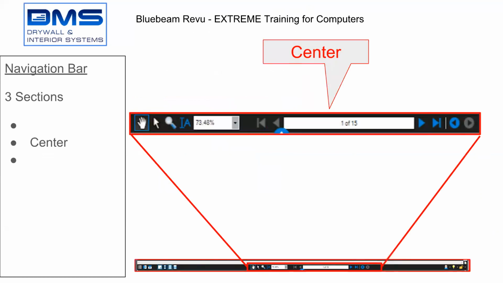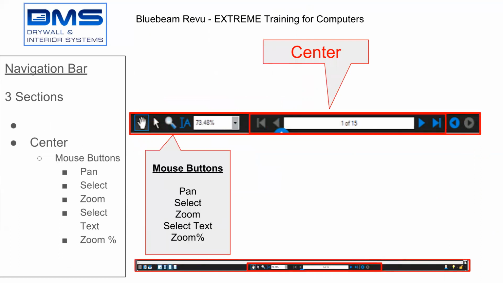Still in the navigation bar, now let's talk about the center section. In the center section, you have mouse buttons. This is how your mouse will interface with the document. You have pan, so it can become a hand, so you can move it around like you would a piece of paper. Select, if you want to select markups or text.